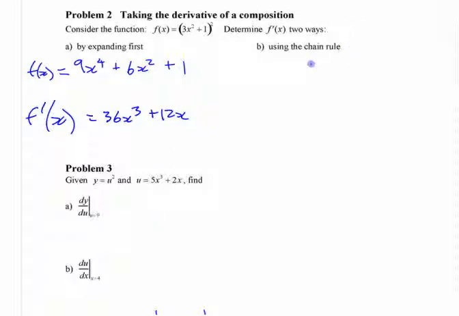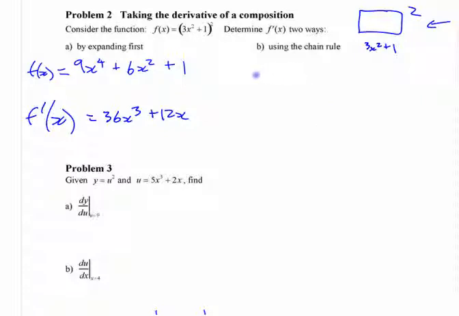If you're going to use the chain rule, first of all, just look at it as the outside function. This is a composition of two things. Something squared, and the inside function is 3x squared plus 1, right? That's the inside function. First, look at the outside function and pretend that the inside function is the variable. So just think of it as I have something squared.